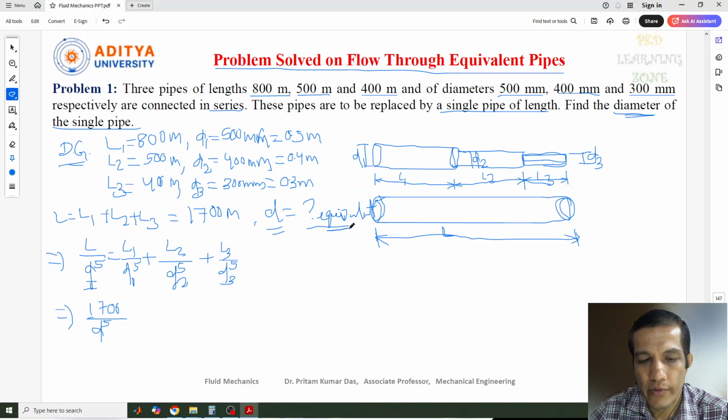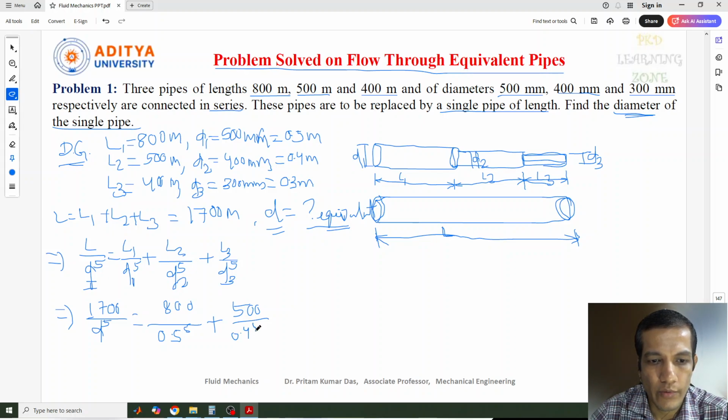Equivalent pipe means: if you want to replace the multiple pipes with a single pipe, what should be the diameter of that? That we need to calculate. Similarly, other things are given: 800 divided by 0.5 to the power 5, plus 500 divided by 0.4 to the power 5, and similarly the last one, 400 divided by 0.3 to the power 5. Now here we can write one more line.